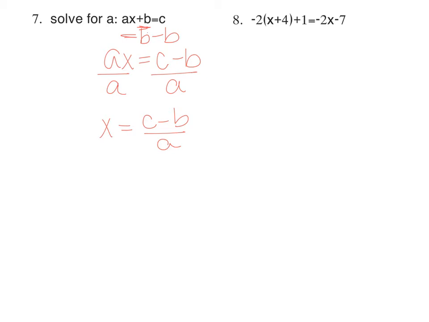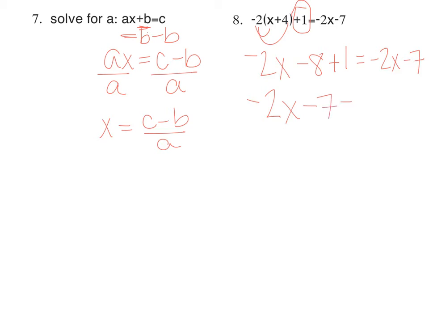Number 8, we have variables on both sides. We have parentheses. So the first thing we need to do is use my distributive property. Negative 2 times x is negative 2x. And negative 2 times negative 8 plus the 1 equals negative 2x minus 7. So don't forget about this little guy. He's lonely out there, and don't forget to bring him down as well and include him in your next step. So I have negative 2x. We'll combine my like terms.